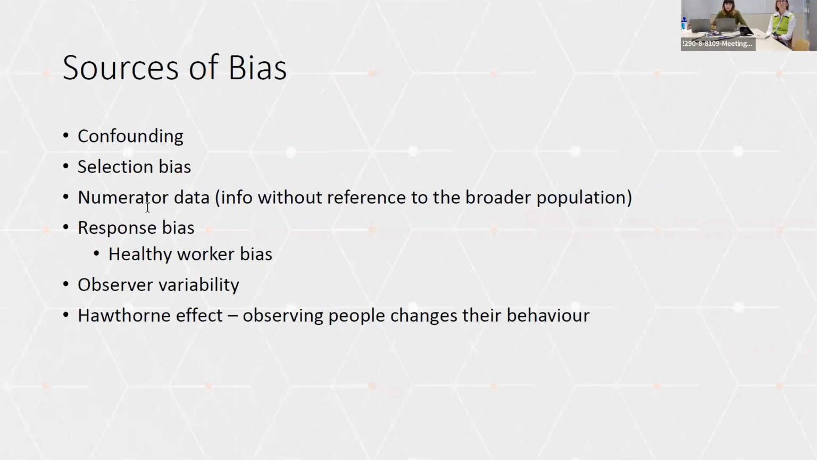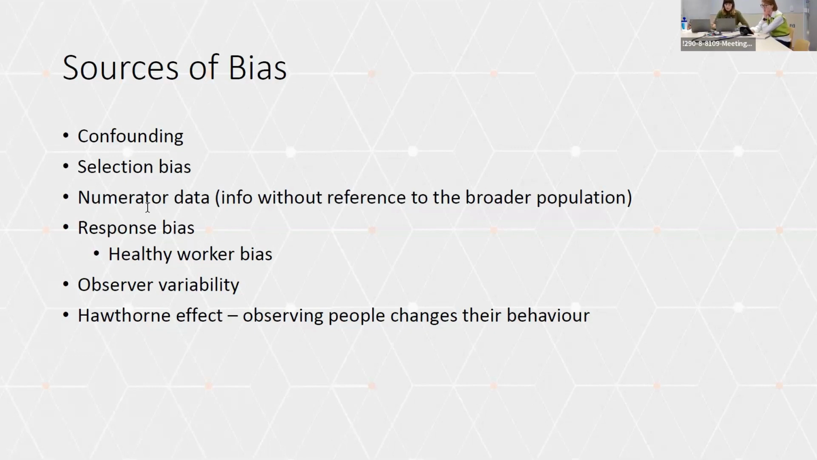Okay, sources of bias. There's so many. You could have confounding, you could have selection bias, you could have just numerator data, and that happens sometimes in hospitals where you're just looking at patients and you don't know the actual denominator of the broader population. Sorry, not in hospitals, but let me rephrase that. Numerator data is when you just have the population of patients that you're looking at, but you don't know about the broader population that these people were pulled from.